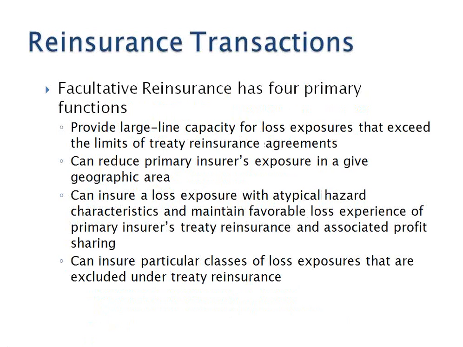And then, reinsurance for facultative has 4 primary functions. Because you go, well, why would you want to do it if it's not a good deal? First, it provides large line capacity for loss exposures that exceed the limits of the treaty reinsurance agreement.